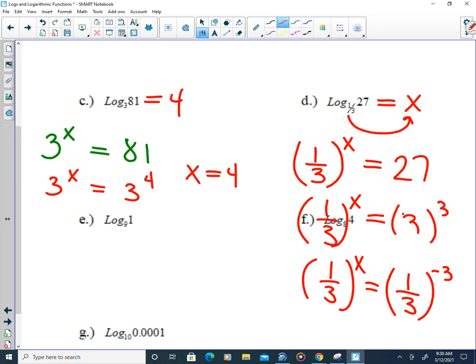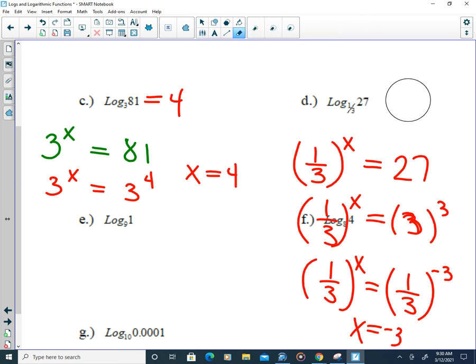So what does x equal? X is equal to negative 3. So the log base 1/3 of 27 is negative 3.